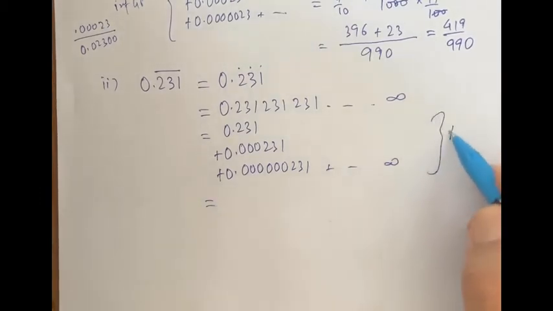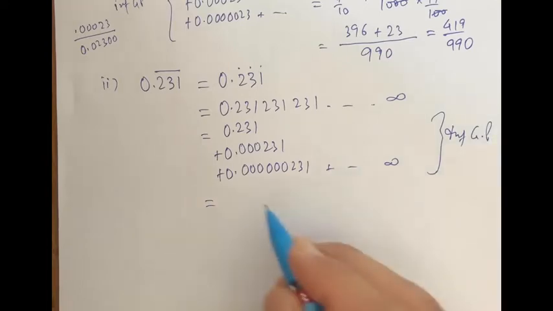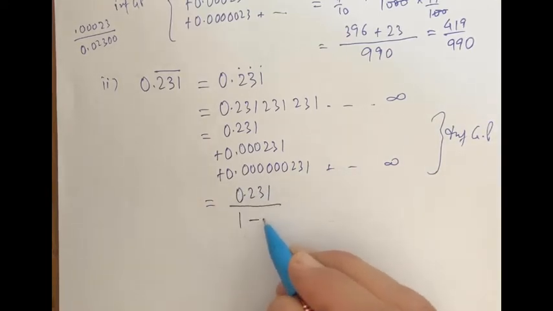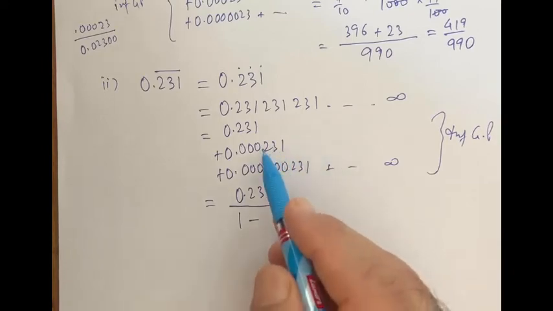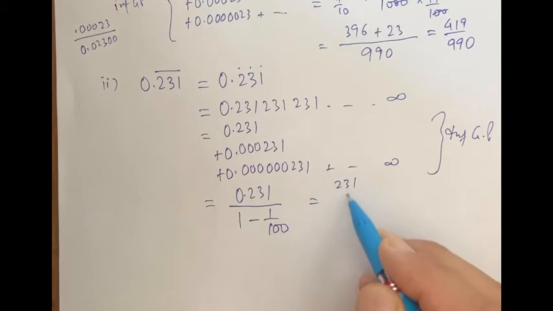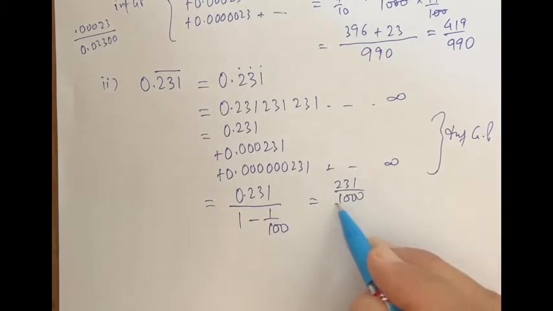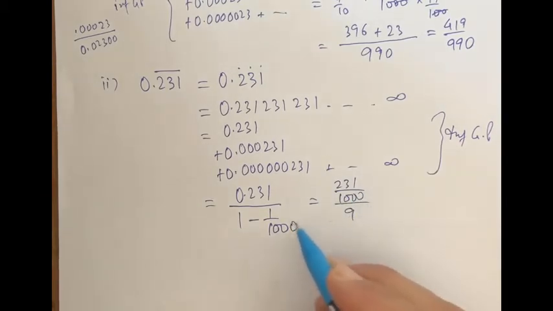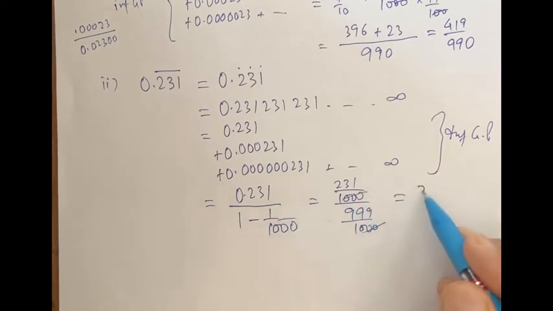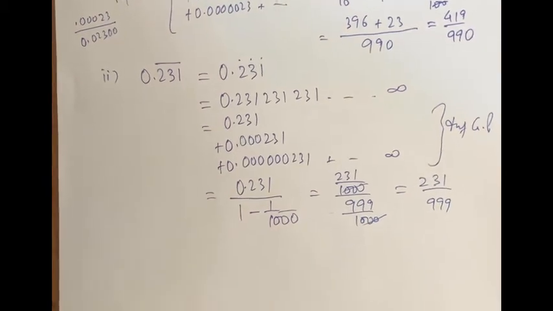This is now an infinite GP with first term 0.231 upon 1 minus common ratio. Common ratio is this upon this, that is 1 by 1000. This is 231 upon 1000 and this is 1000. 1 minus 1 by 1000 is 999 by 1000. This will cancel out. So it's 231 upon 999. This is the answer.